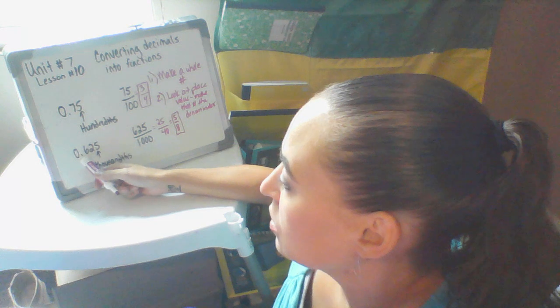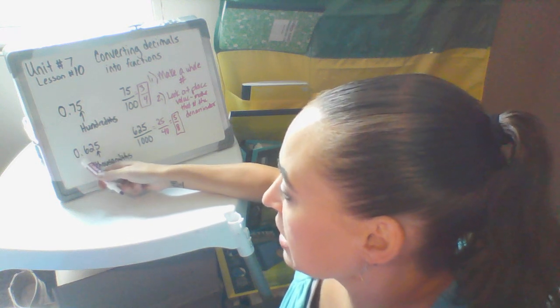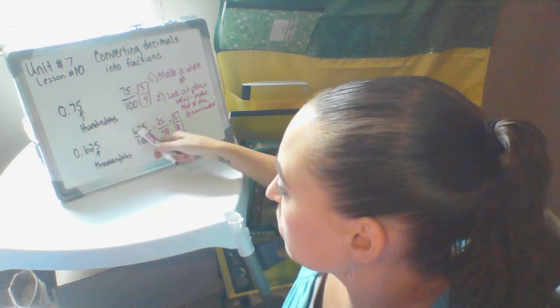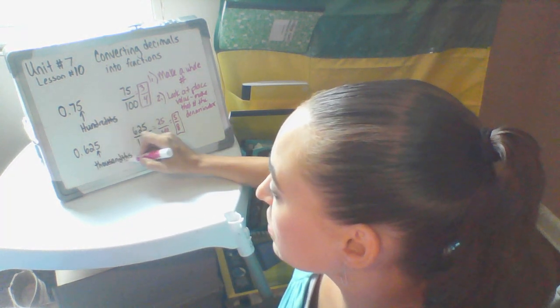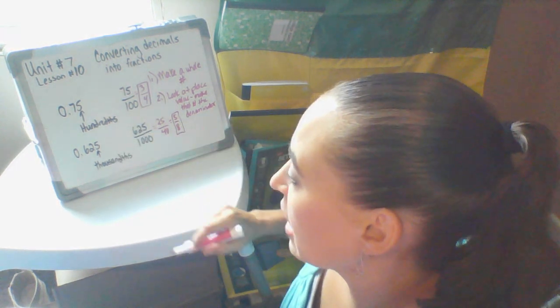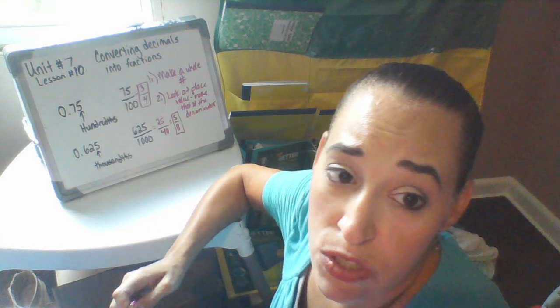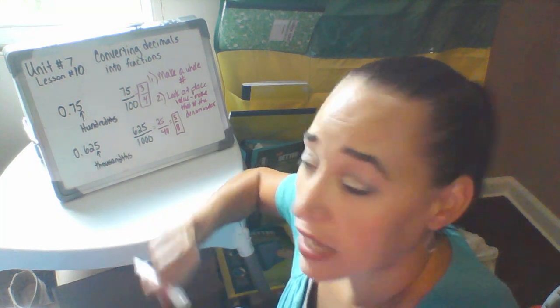So again, you would make it a whole number. So you drop that decimal. Step one, you drop the decimal, make it the whole number. And then you look at your place value as thousandths and you put it over 1,000. And then you're going to reduce and simplify. Okay.